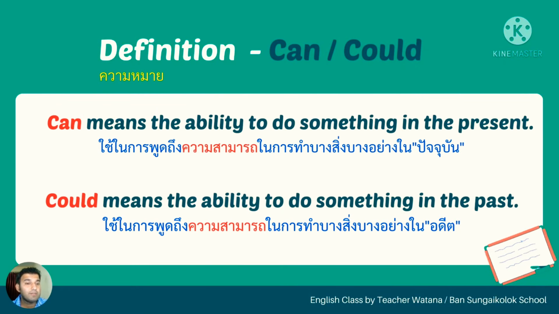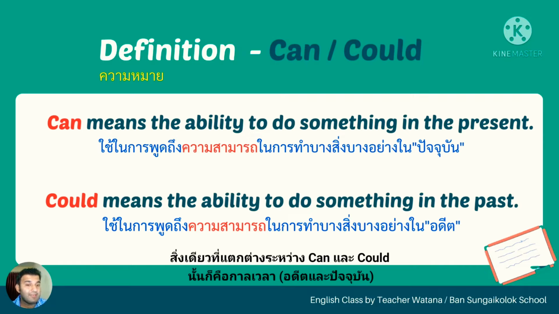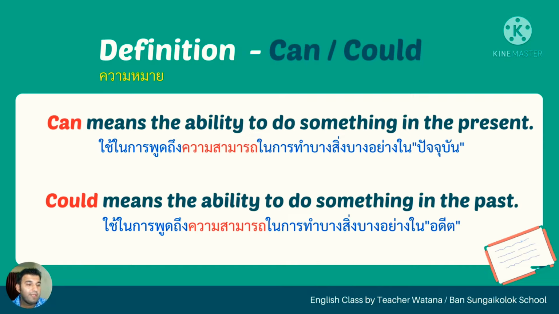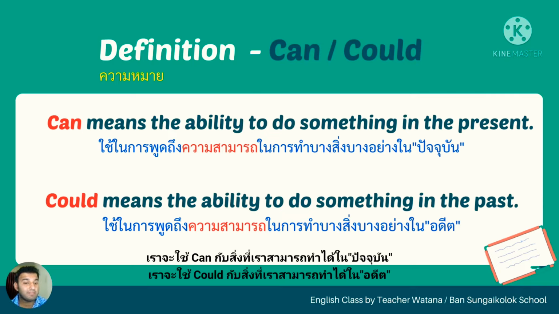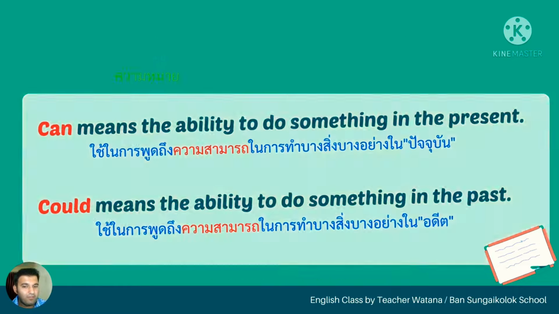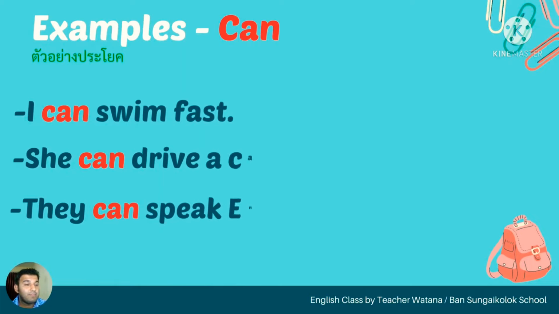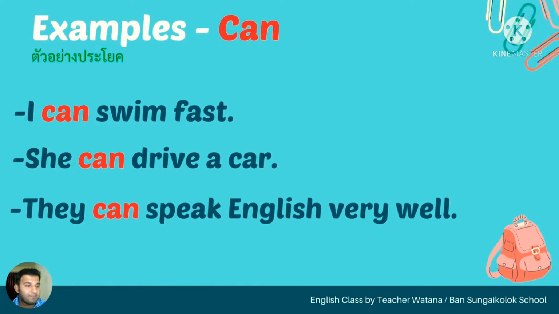On this page, we are going to learn about the definition of can and could. Remember, the only difference between can and could is the timeline. Let's take a look at the meaning of can. Can means the ability to do something in the present, while could means the ability to do something in the past. If you are able to do something in the present, you have to use can. But if we are talking about an action that has been done, we use could.